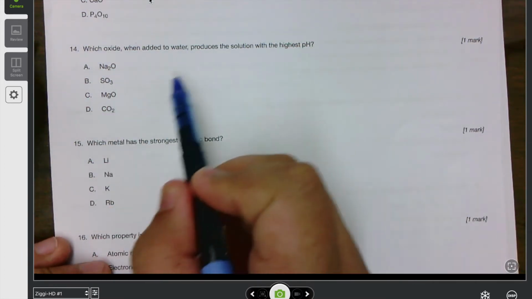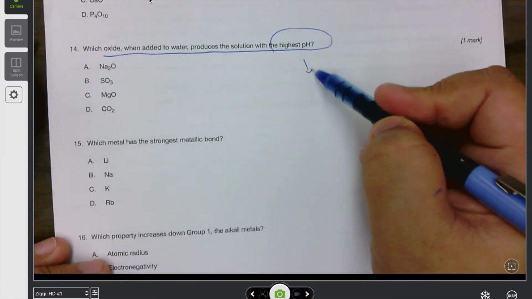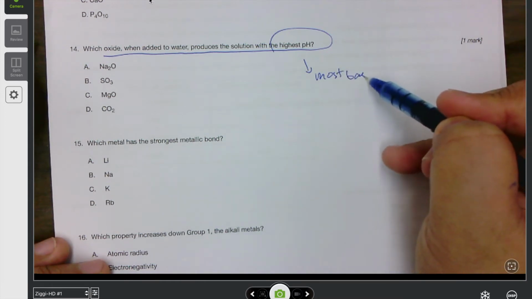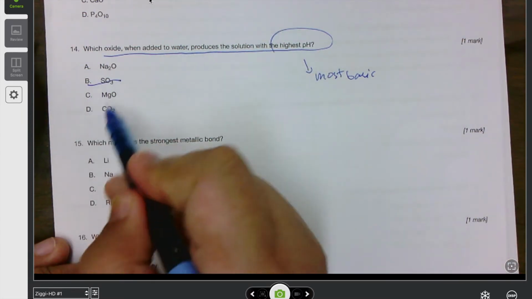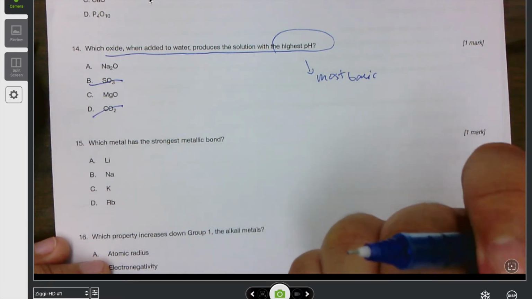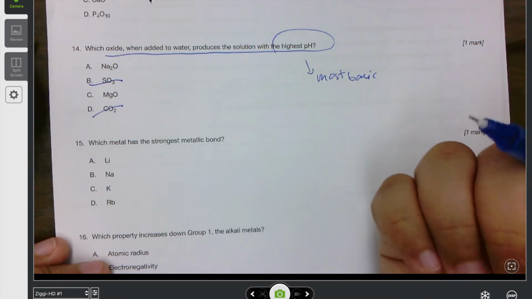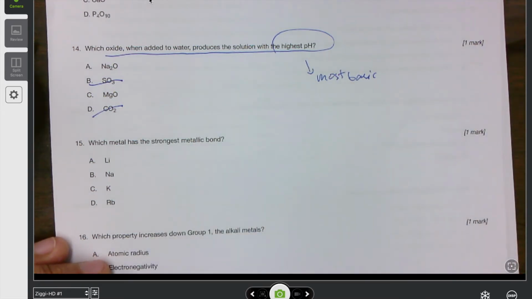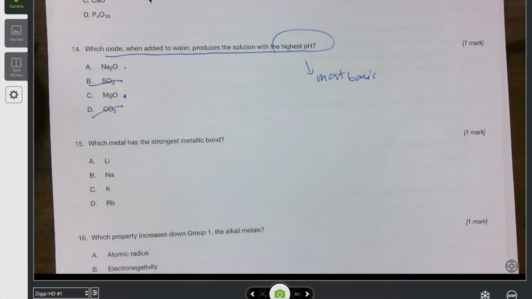Which oxide, when added with water, produces the highest pH? It means basic, the most basic. You know that metals plus water produces basic solution. Which are my metals here? A and C. So I eliminate B and D. Now why A instead of C? Actually, the reason is if you look at your book, this was used as an example. Mg was actually never used because MgO is only slightly soluble to water. So this is the correct answer.